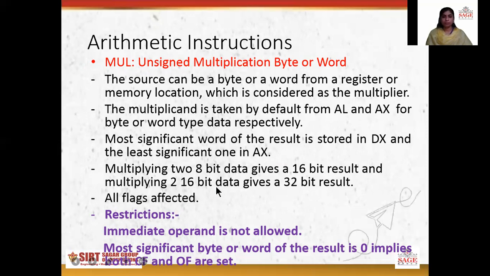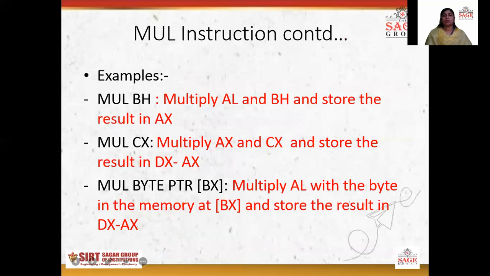All flags are affected in this case, and the restrictions are that an immediate operand is not allowed, and if the most significant byte or word of the result is 0, both carry flag and overflow flag are set. These are the examples. MUL BH means multiply AL, because BH holds 8-bit data, by BH and store the result in the AX register, because multiplication of two 8-bit data gives a 16-bit result. Multiply CX and AX and store the result in DX.